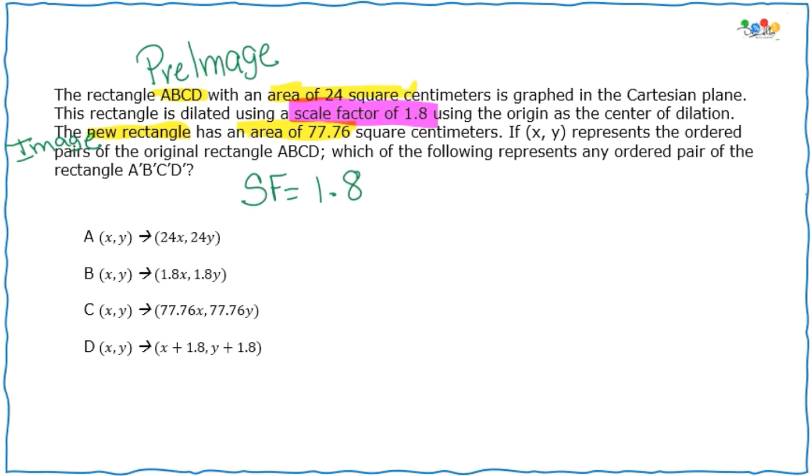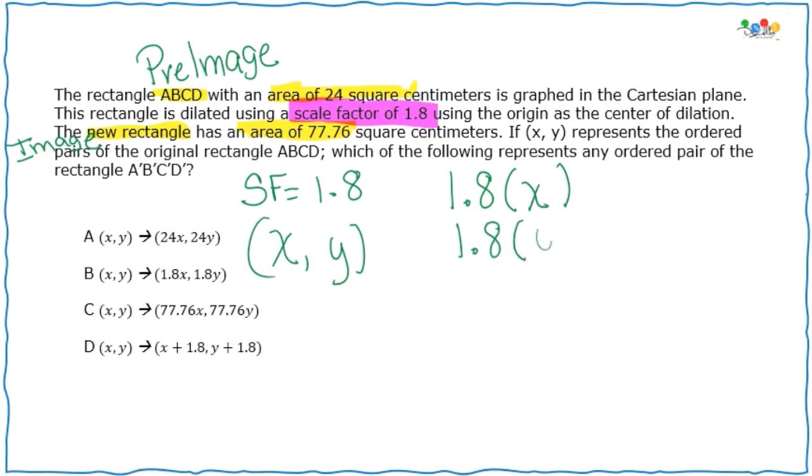Now we're talking about linear measurements. Area is not linear. Area is quadratic, okay? So we'll make sure that we understand that. Now, if points X and Y are the ones given to you, you should remember that all you have to do is multiply, these are the coordinates, right? So you're going to multiply 1.8 times your X value, and you're going to multiply 1.8 times your Y value. And that will give you your X prime and your Y prime.